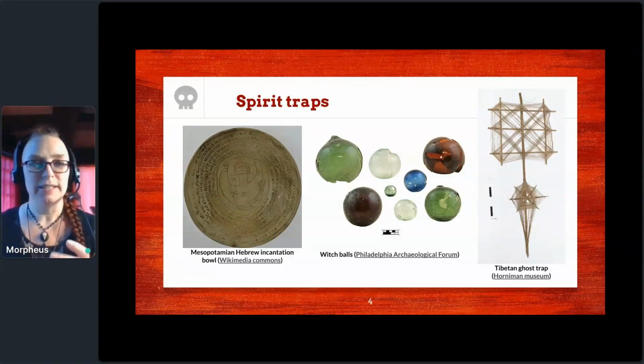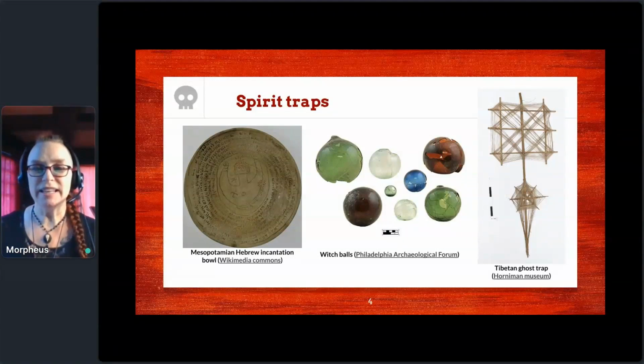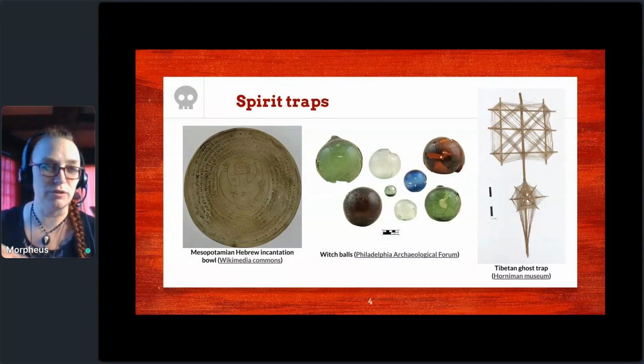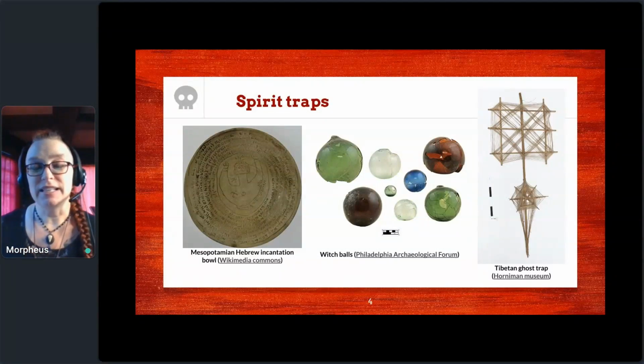There's an image of a being who's sort of a guardian, and then these bowls would be placed upside down, like underneath the floor of the house or whatever. And so the idea is that the spirit gets drawn in and trapped under the bowl.